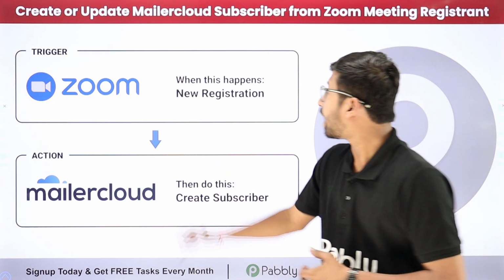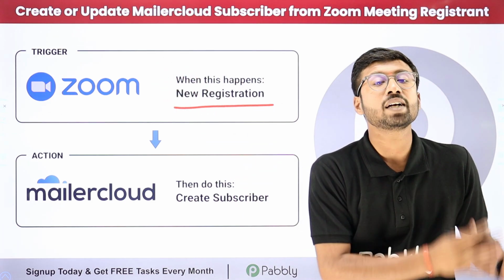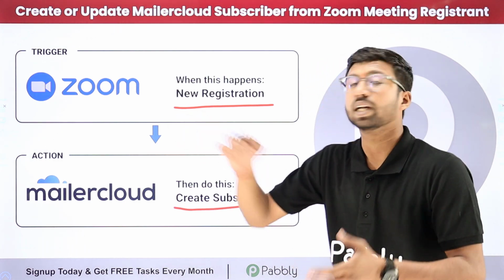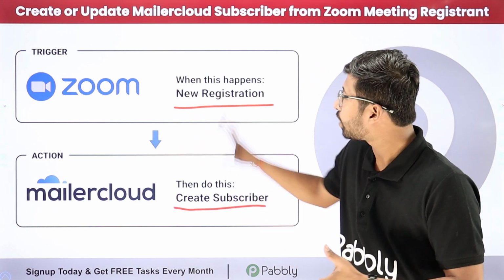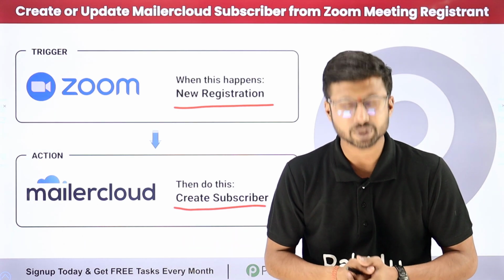In this automation, as we get a new registration for any meeting in Zoom, automatically with the same details, we are going to add those registrants as subscribers in Mailercloud. Now, if you want to learn how you can set up this automation all by yourself, for that, you just have to come with me to my screen.